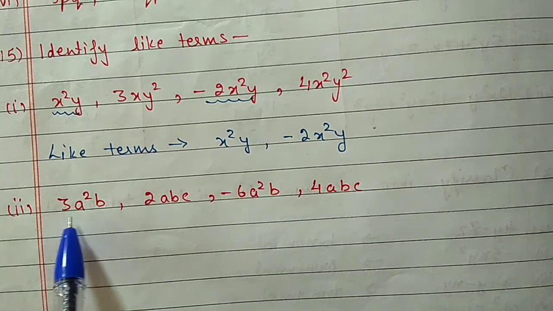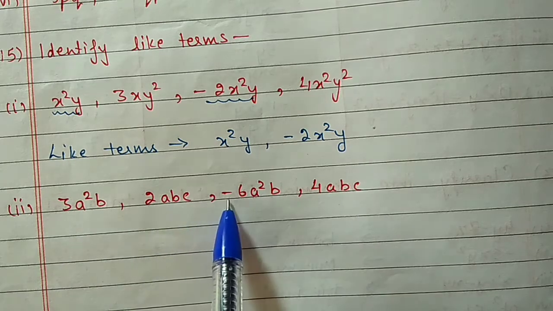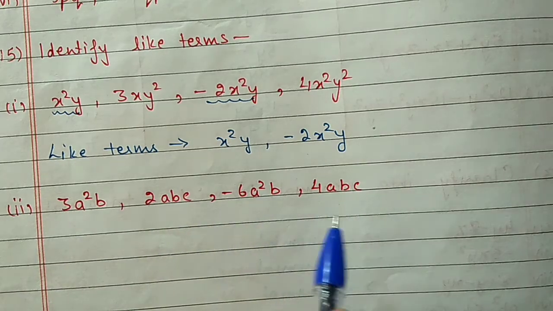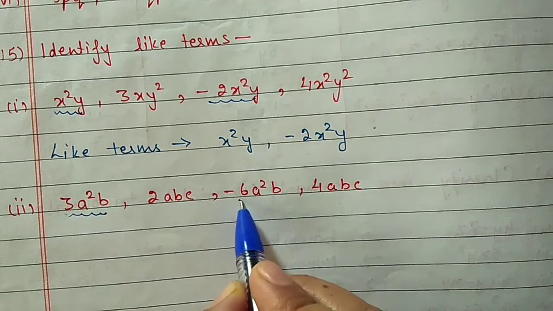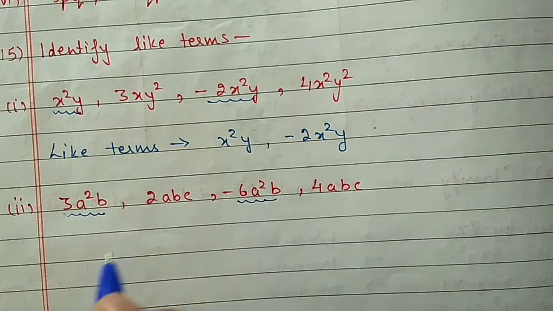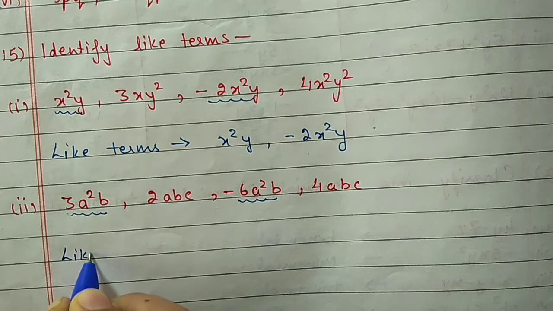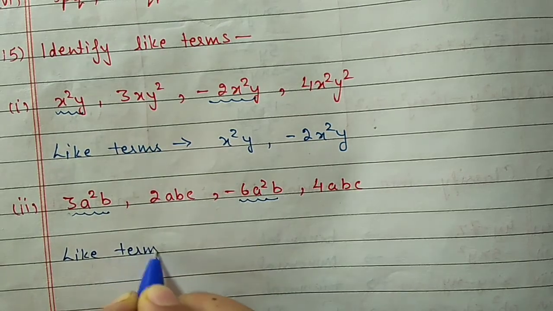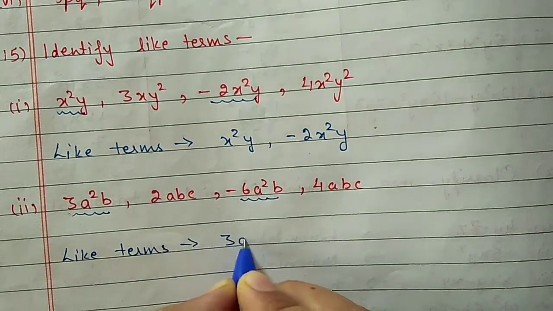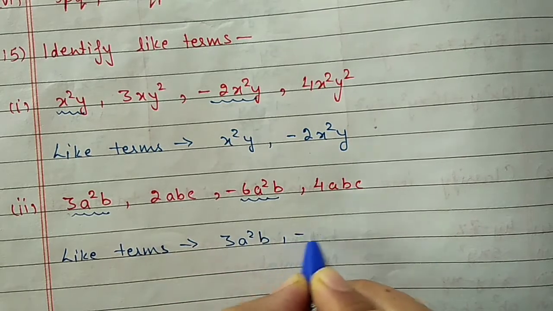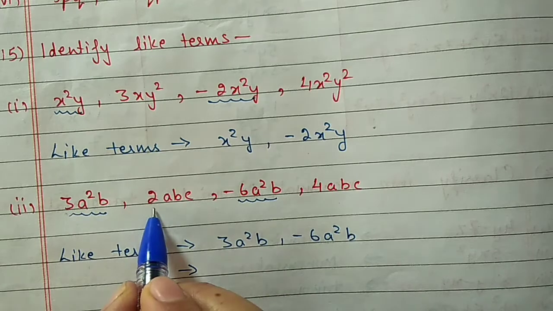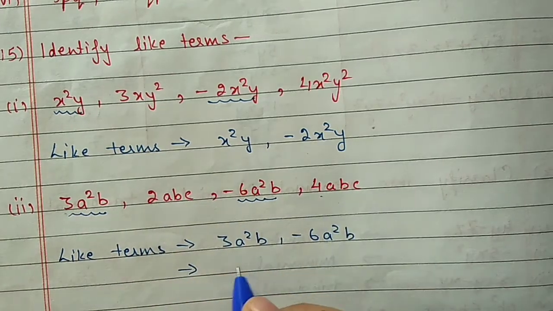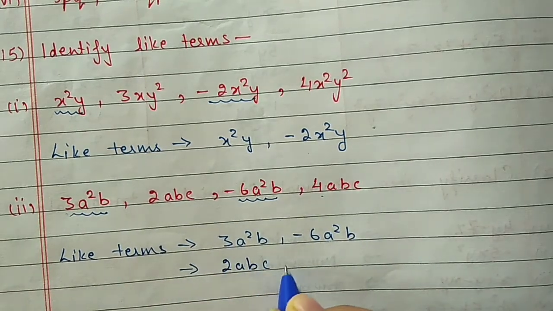Second part, 3a square b, 2abc, minus 6a square b, 4abc. So you can see 3a square b and here also a square b. These two are like terms: 3a square b and minus 6a square b. And we have one more pair here, 2abc and 4abc. These are also like terms.